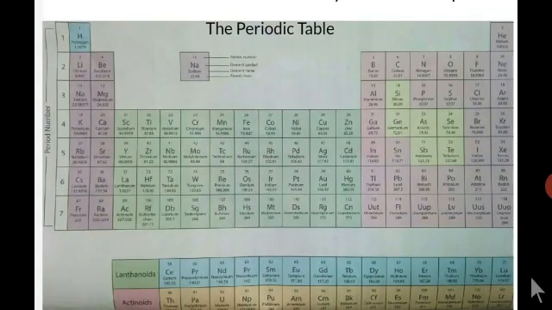Students, elements of one group show similar properties like potassium and sodium. Potassium and sodium will show similar properties because they have similar valency, same valency. So in one group, elements are arranged in such a manner that all the elements in one group have the same valency.